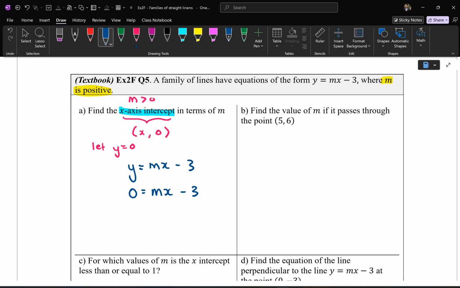Now they said find the x-axis intercept. So they're really saying solve for x. That's what we're trying to find. We're trying to find this x coordinate right here. So if you want to find x, solve for x right now. I know there's an m there. That's okay. Pretend it's a number. How would you solve it if it was a number? What would you do? What's the next step?